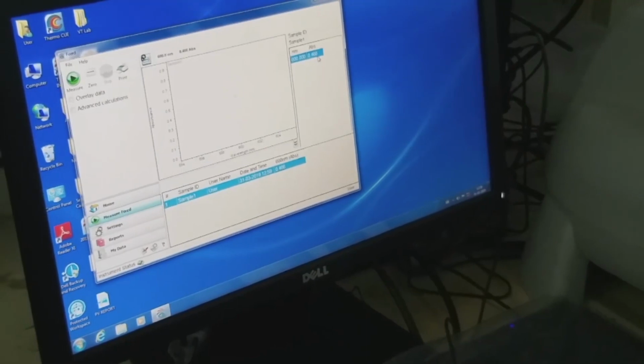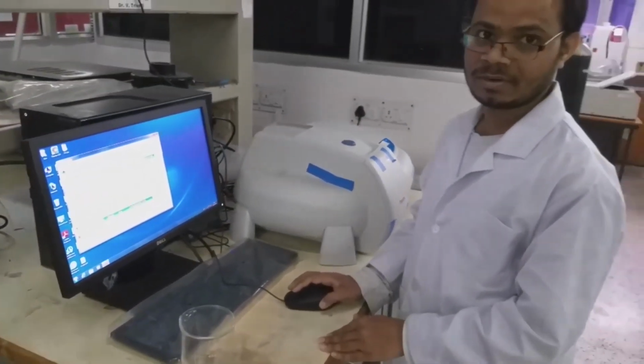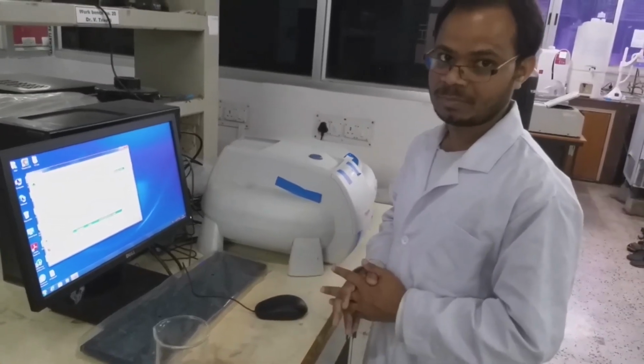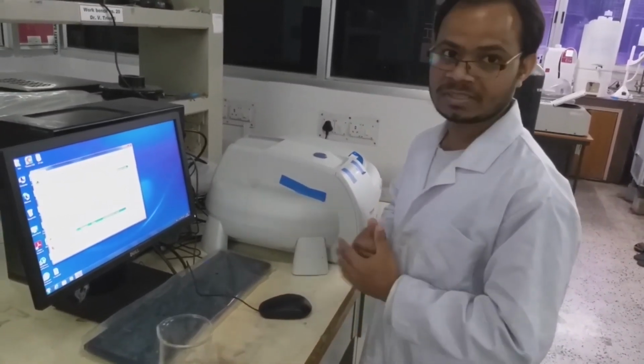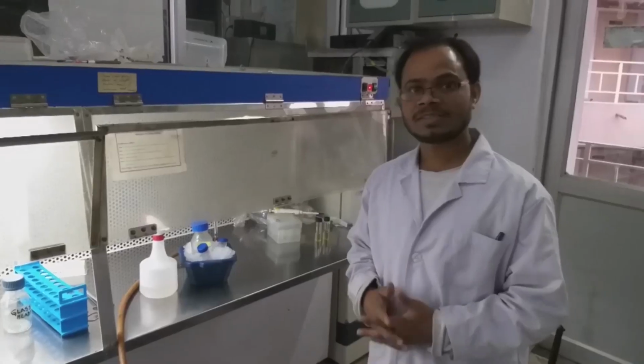So that OD is 0.466. It is sufficient for our competent cells preparation. So we will use this culture for competent cells preparation, then transformation. So we got sufficient OD.